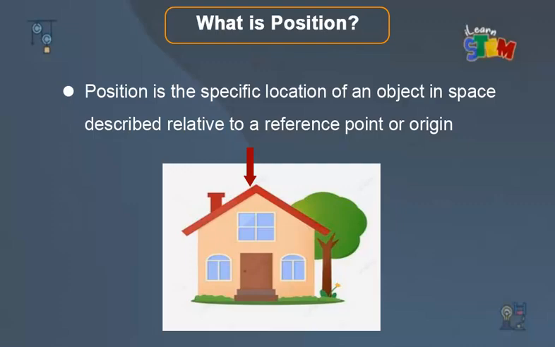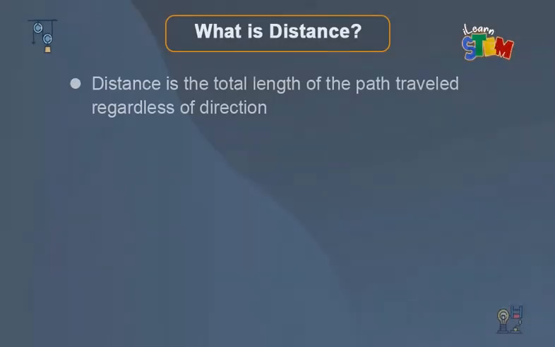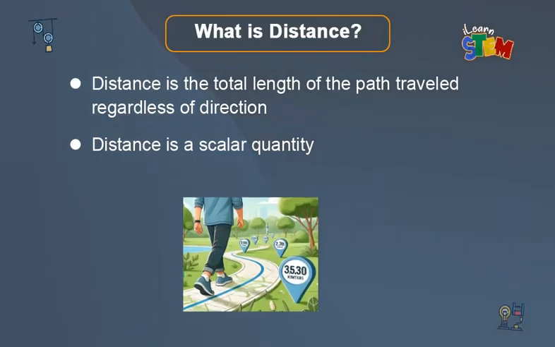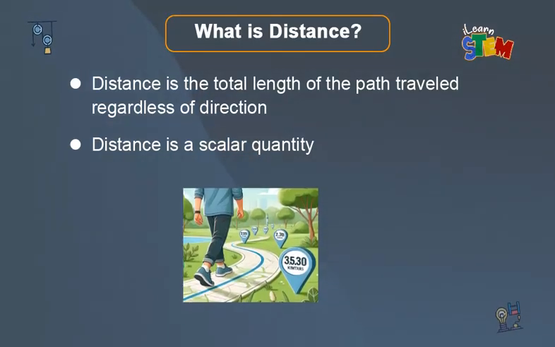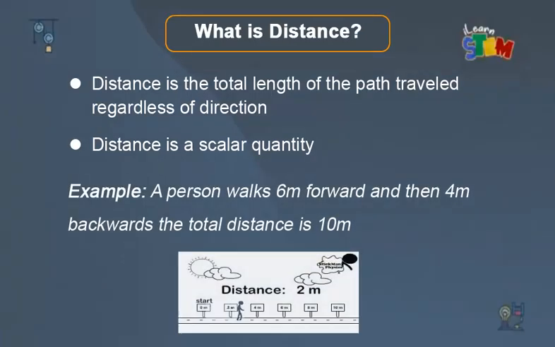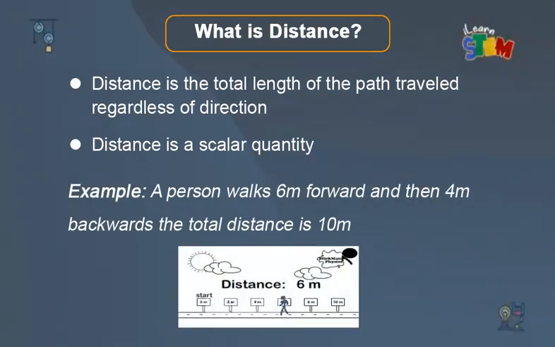Let's keep going. Now, distance. Distance is the total length of ground you've covered when you move. It doesn't matter which way you go or how many turns you take, it's all about the length of the journey. For instance, if you walk 6 meters forward and then 4 meters backwards, the total distance you traveled is 10 meters. It's not too difficult.